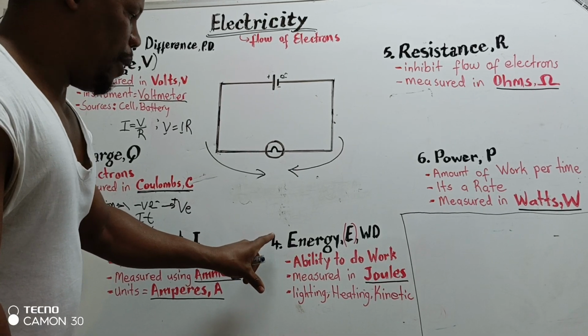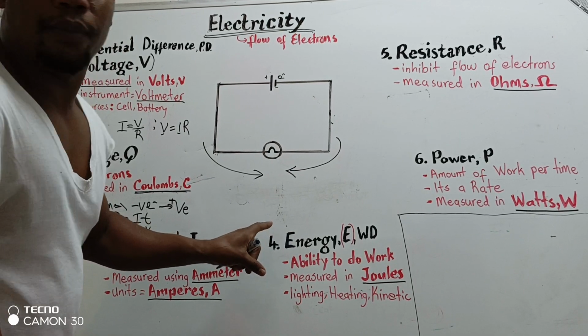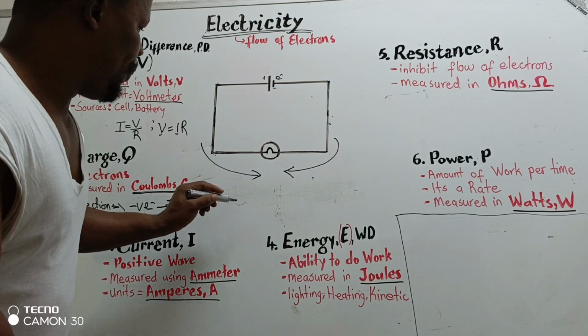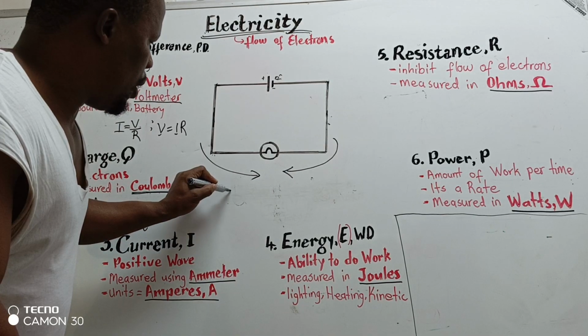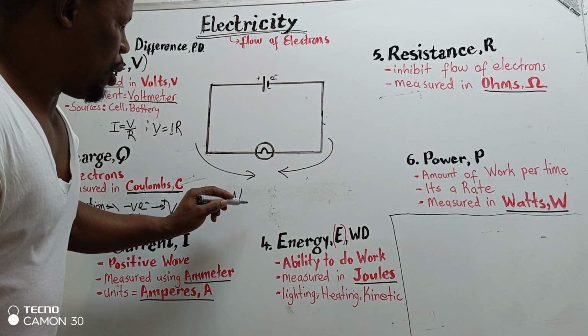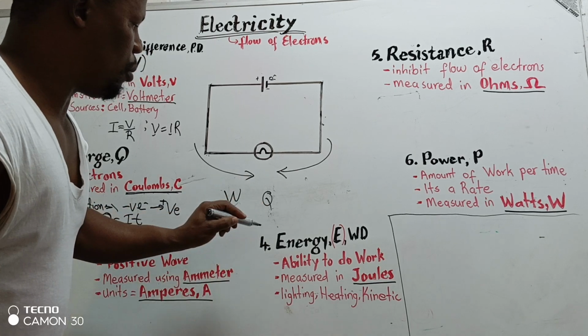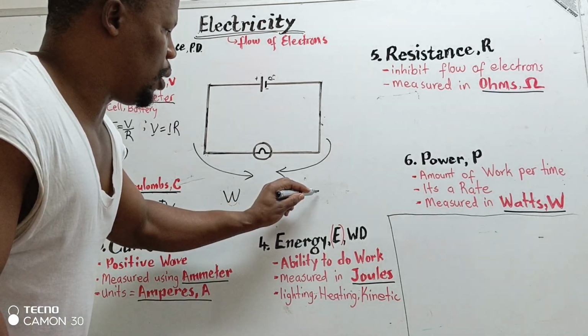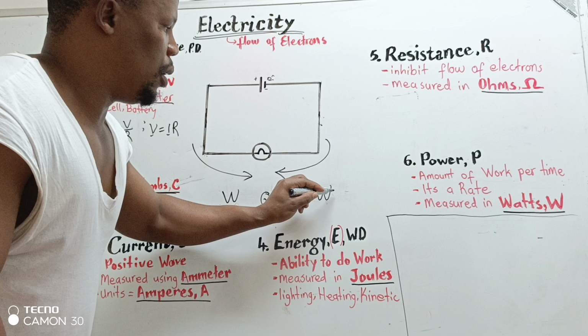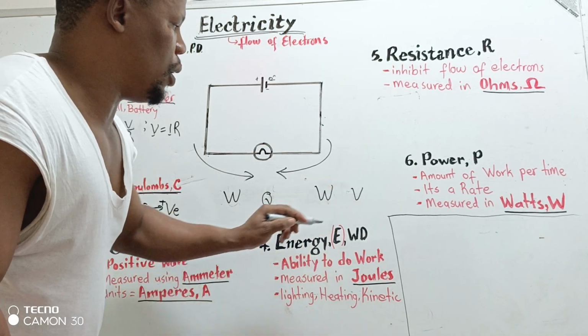The law of conservation of energy, right? The amount of energy in the circuit, the work done. We are going to relate it to the number of electrons, and then again we are going to relate that amount of work done to voltage.